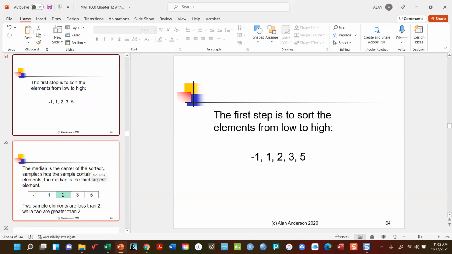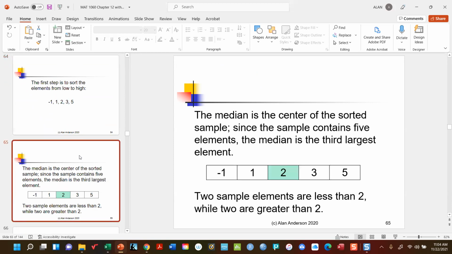Now, remember, we're looking for the element in the middle. Divides the data in half. So you can see on the next slide that clearly must be the 2. 2 are below, 2 are above. This is the center of the data. And that's it. That's all you had to do.